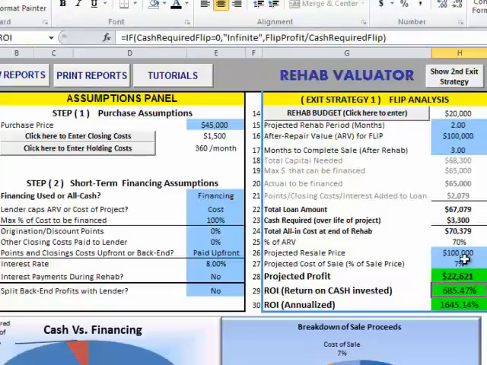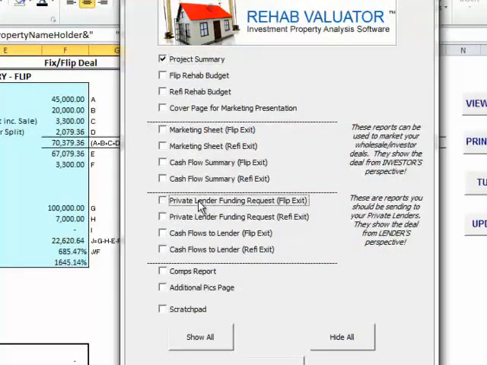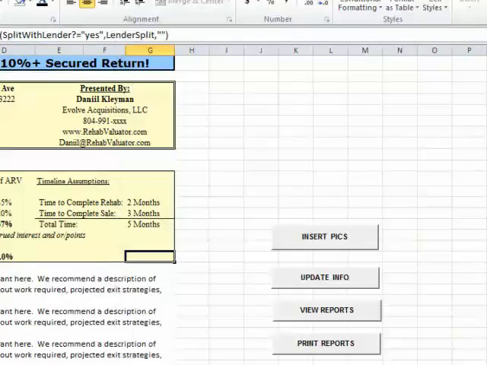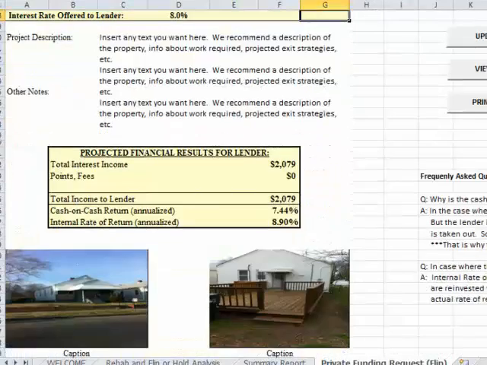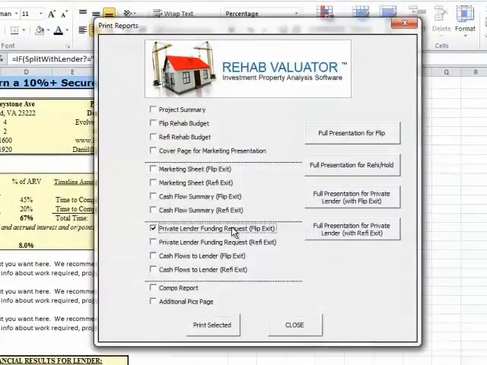The cool thing about this software, and obviously I'm partial, is that now that you've got this deal and you want to present it to your private lender, here's what you do. You go to View Reports, Private Lender Funding Request. You upload a couple of pictures. It's very simple, and you can type in the description of the project and notes about some of the work required, and then you just create a one-page marketing sheet out of this, and this is what it looks like.